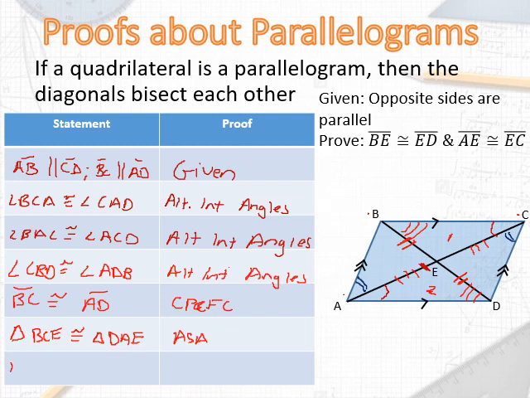So BE congruent to ED, and AE, that's an E, congruent to CE, and this is CPCFC. So really long proof.